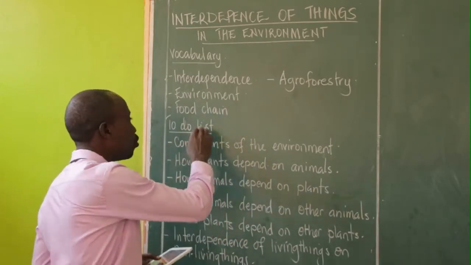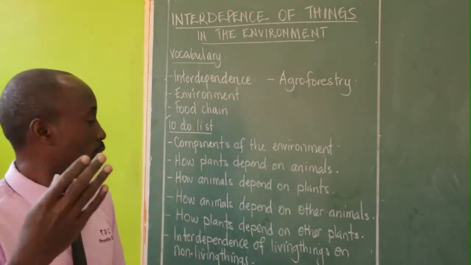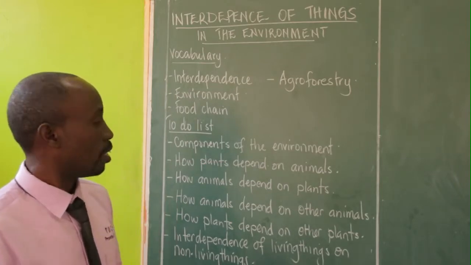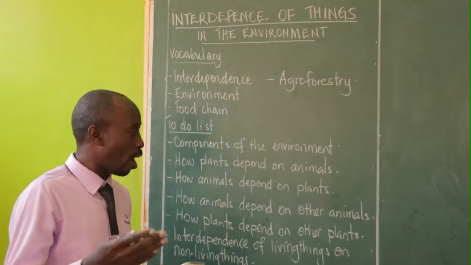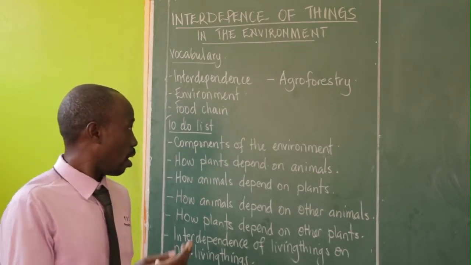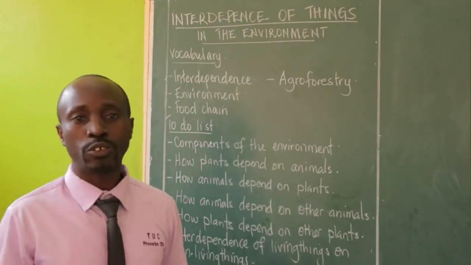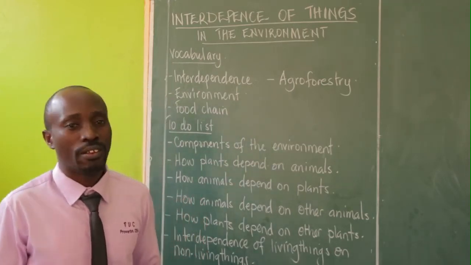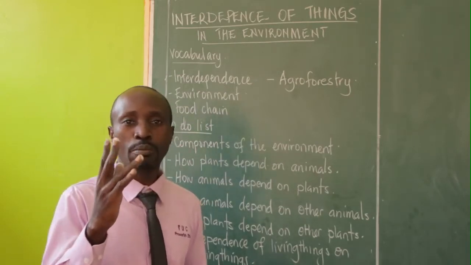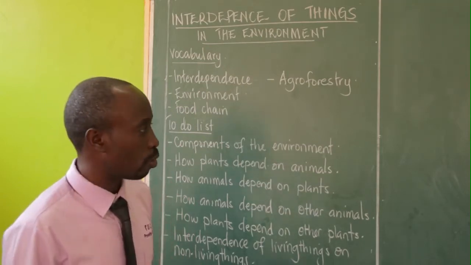Then we shall look at the food chain. The food chain is still the interdependence, how organisms get food in the environment. It's the relationship that shows how animals get food in the environment, okay? You remember that in the food chain, we have what we call the producers, then we have consumers. Consumers are grouped into primary consumers, secondary consumers, then tertiary consumers.